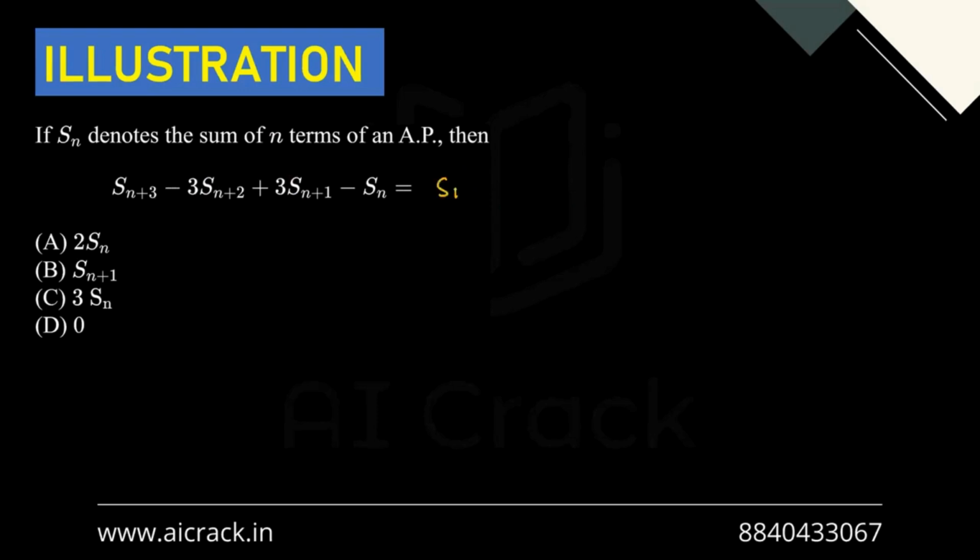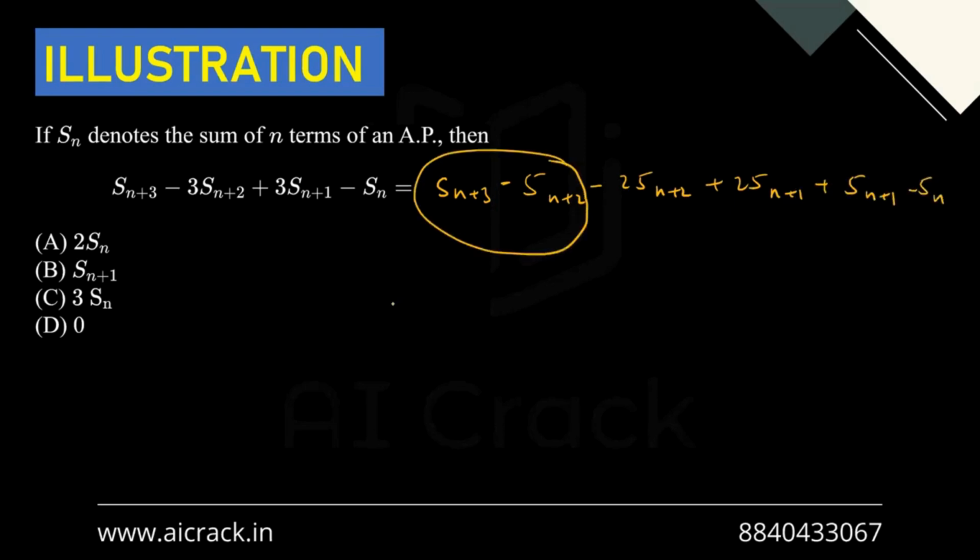The first term is S(n+3), and we can break it down into two parts. It becomes S(n+2) minus 2S(n+2). We can further break it down into two parts. This becomes 2 times S(n+1) plus S(n+1) and minus Sn, right? Now this is forming one pair. This comes out to be S(n+3) minus S(n+2), which is T(n+3), right? Now this one comes out to be minus 2 times T(n+2). And this one comes out to be T(n+1), right?